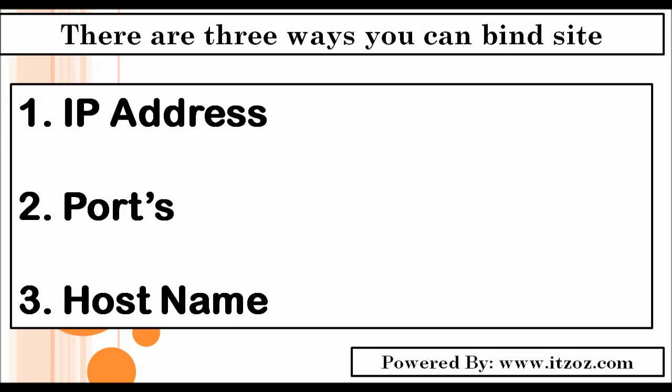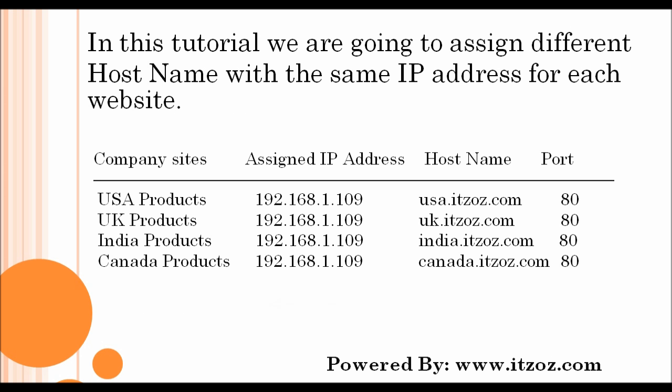There are three ways you can bind a site: 1. IP address, 2. Ports, 3. Hostname. In this video tutorial, we are going to assign different hostnames with the same IP address for each website. Here is the detail which we are going to configure on our server.